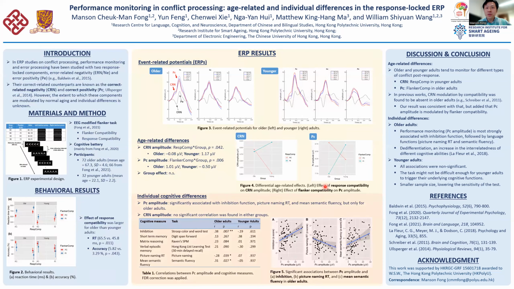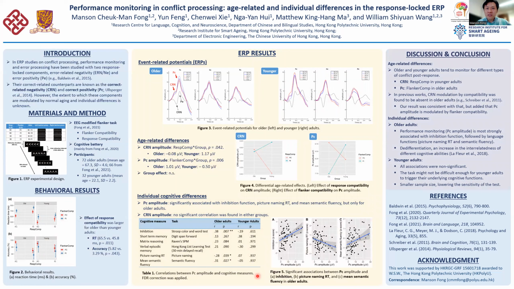Next up concerns how the response-locked components are associated with individual differences, specifically individual cognitive differences. So here we carried out simple correlation analysis with 6 cognitive measures: inhibition, short-term memory, matrix reasoning, verbal episodic memory, picture naming RT, and mean semantic fluency. In older adults, Pc amplitude was found to be significantly associated with inhibition function, picture naming RT, and mean semantic fluency. However, no such correlations can be found in younger adults. For CRN amplitude, there was also no significant correlation in either group.